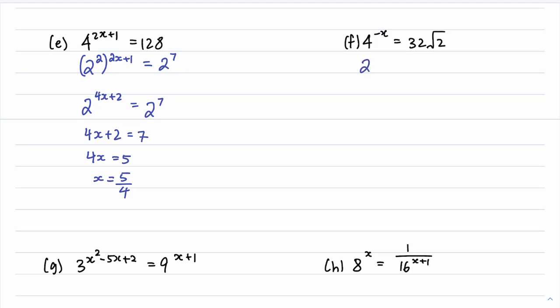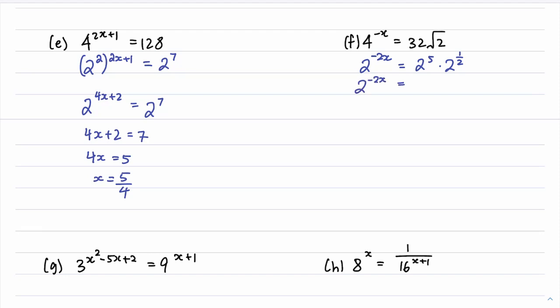Question F. 4 can be rewritten as 2 to the power of 2, so we have 2 to the negative 2x on the left. And 32 is 2 to the power of 5, and square root of 2 is 2 to the 1/2. Now we have to combine the expression on the right-hand side in order to get the same base on both sides of the equation.